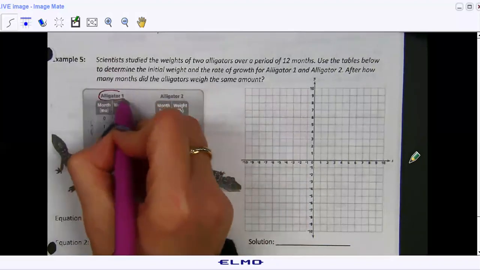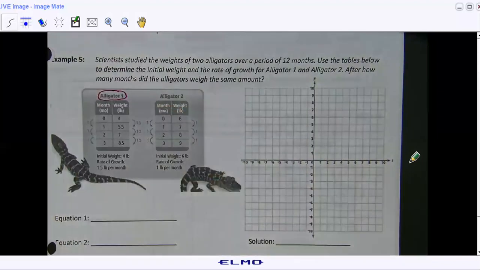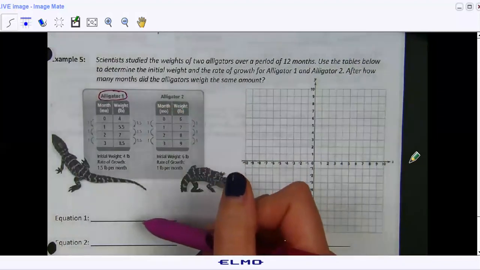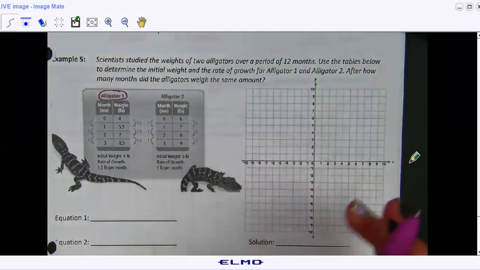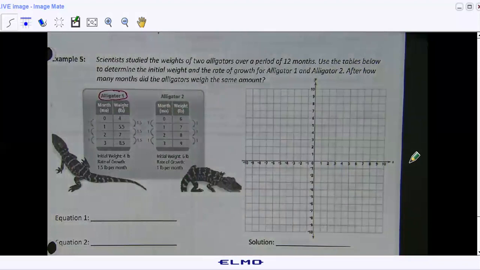They don't have names? We need to name them. You can name them. We need to come up with an equation. Cindy and Rob.